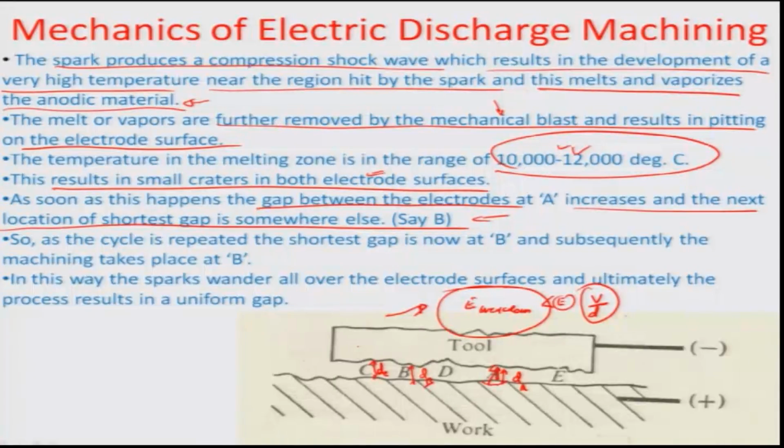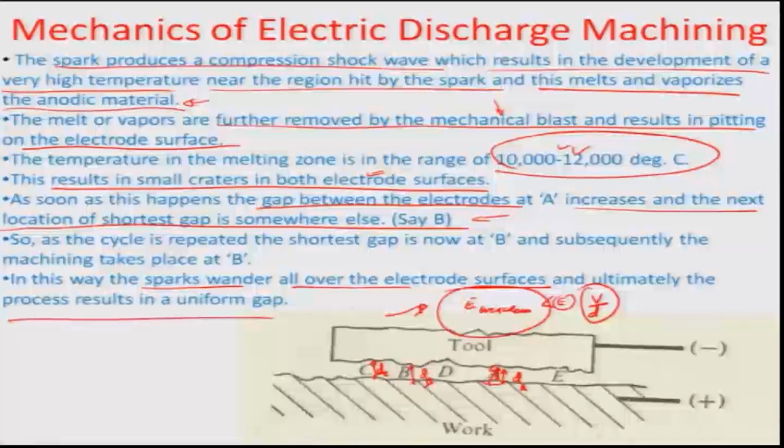So it is in a way as described above, that the spark wanders all over the electrode surface. It is like a dancing spark. If you see an EDM machine, you will find that the sparks which are created are not at one place, but at several places along the tool electrode surface, and they keep on changing orientation randomly, and you do not know at what place the spark would get generated, and ultimately the process results in a uniform gap over the whole surface. So EDM can also be treated as more or less a die sinking process.